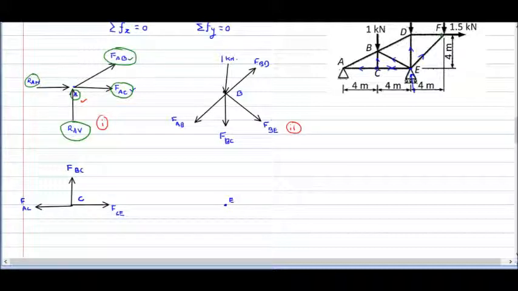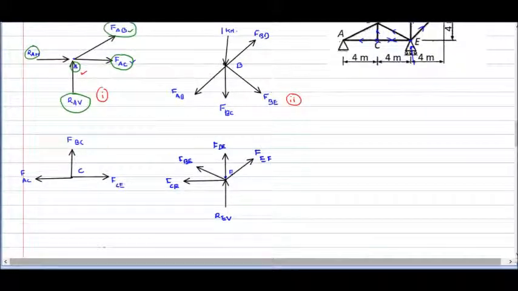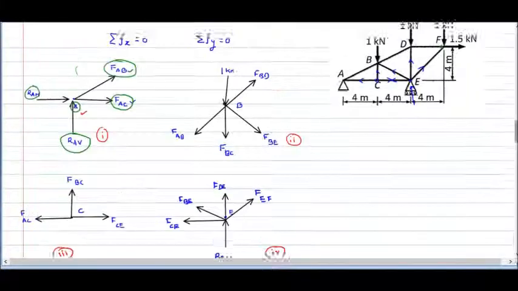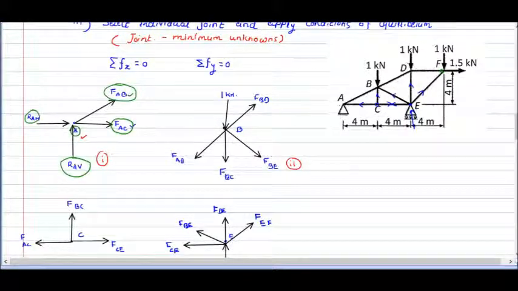For this point E, I am going to show all forces. So I will simply write down the reaction at point E in vertical direction, then force in member EF. Now if you select this point E, only REV is known from our previous step and the rest of the forces are unknown. It means there are 4 unknowns. So in this diagram there are 4 unknowns. In this third diagram there are 3 unknowns. Fourth diagram, 4 unknowns.